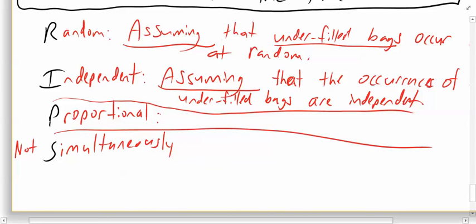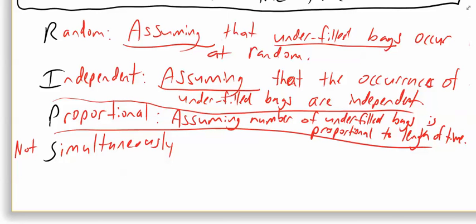Okay, proportional. Doesn't really come into this because we're dealing with per hour the whole time. So what proportional means is that we're assuming that the mean number of bags underfilled is proportional to the time interval. So it's proportional to the length of time. So assuming number of underfilled bags is proportional to length of time. And simultaneously means that when we use the Poisson model, we're assuming you can't get more than one occurrence of your event at the same time. So you can't get sort of double ups.